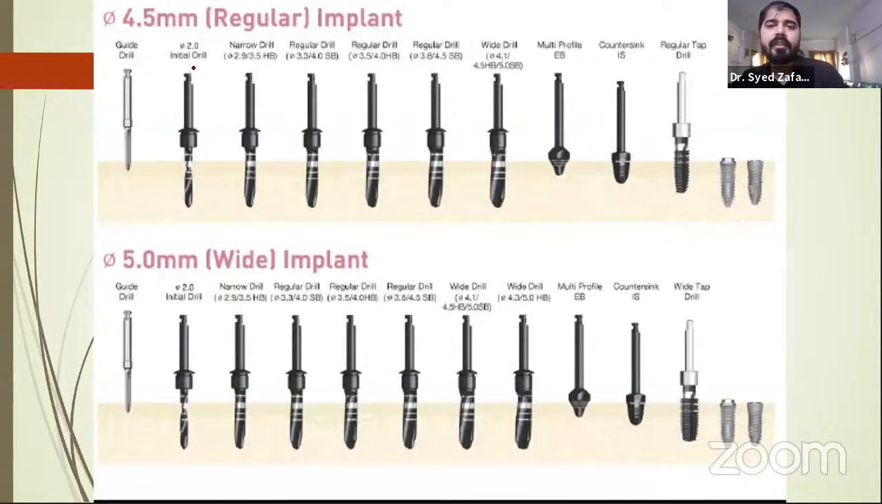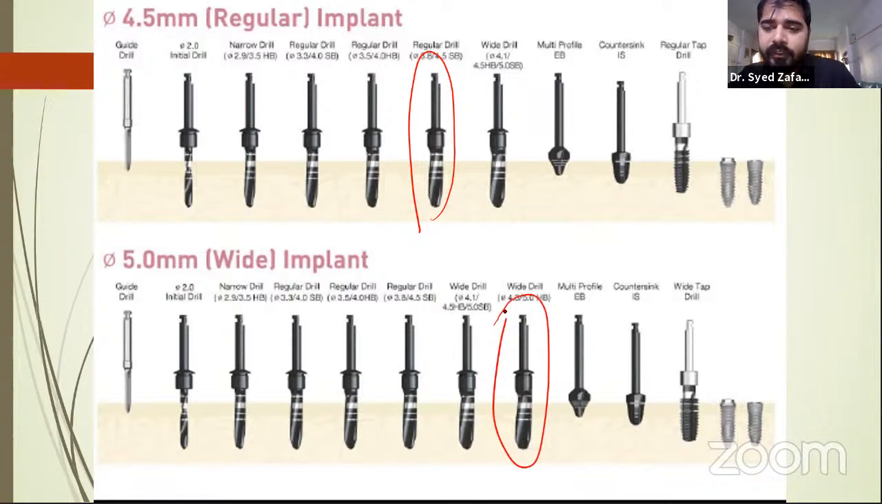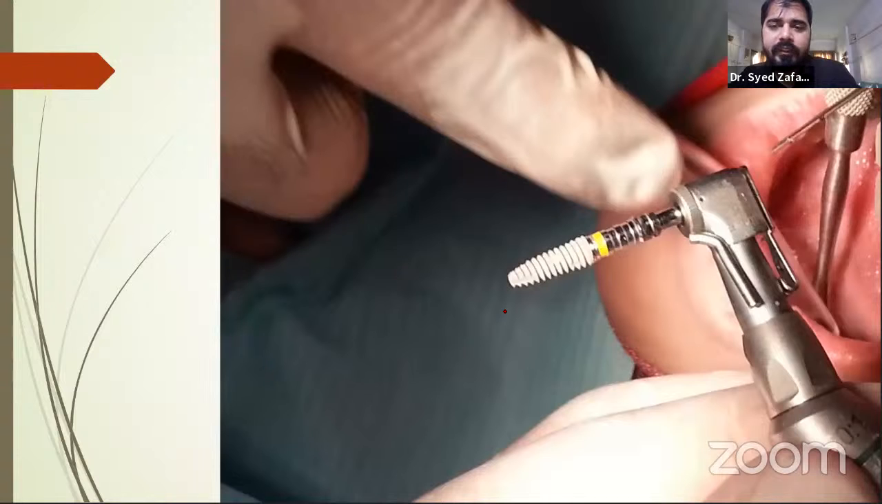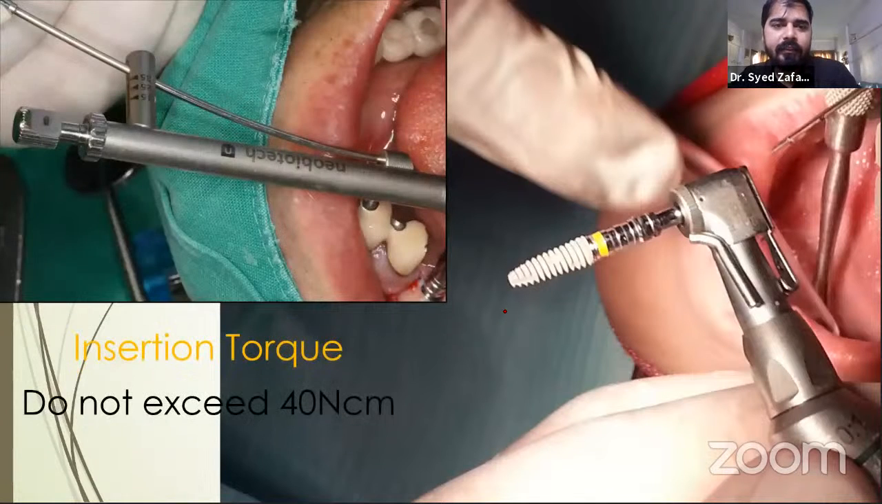Which drill depends on which kind of implant you are placing. If you are placing 4 mm or 4.5 mm, this is the drill. If you are placing a 5 mm implant, this is the drill. It depends on the diameter and the length. You have already seen this is the implant. This is the torque. You check the torque from the wrench.